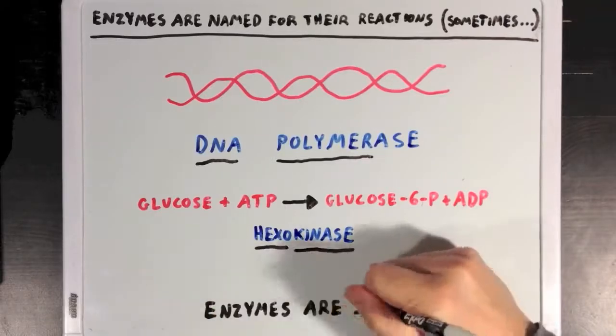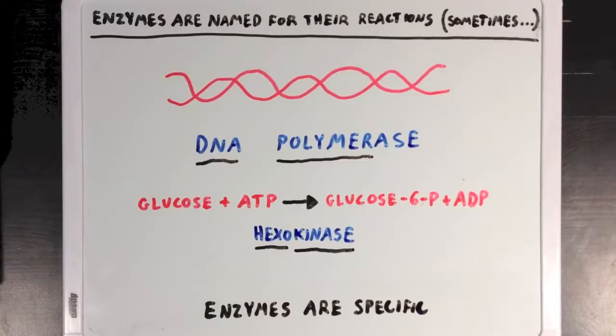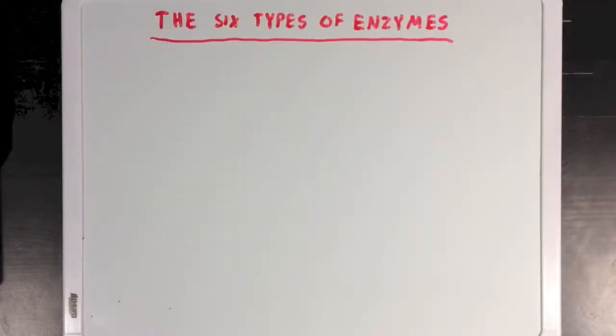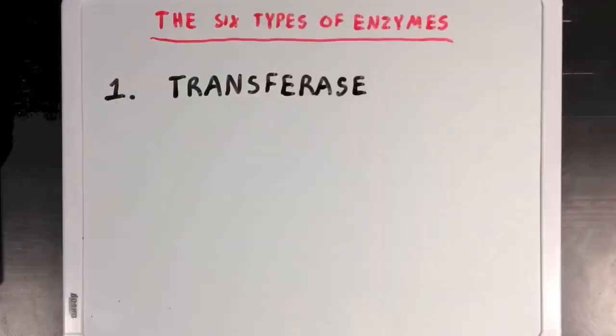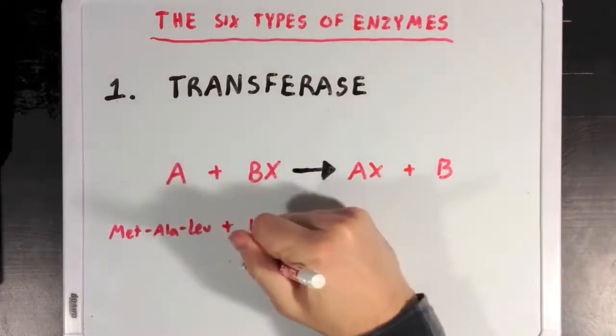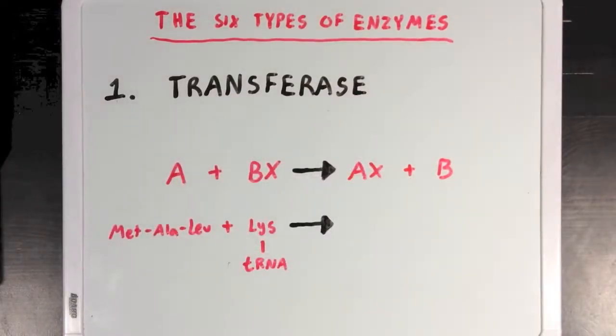Now, generally, every enzyme has a very specific name that gives insight into the specific reaction that that enzyme can catalyze. So we can actually divide most enzymes into 6 different categories based off the kinds of reactions that they catalyze. Our first group is the transferase group. The basic reaction that transferases catalyze are ones where you move some functional group X from molecule B to molecule A. A great example occurs during protein translation, where amino acids bound to tRNA molecules are transferred over to the growing polypeptide chain.